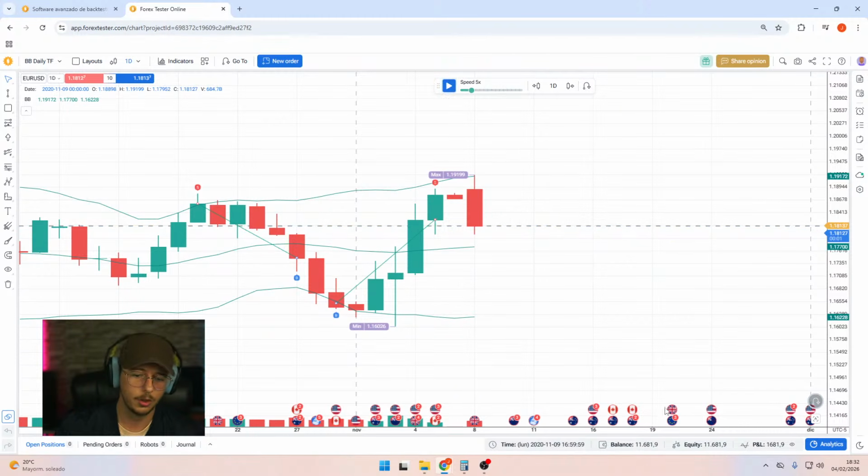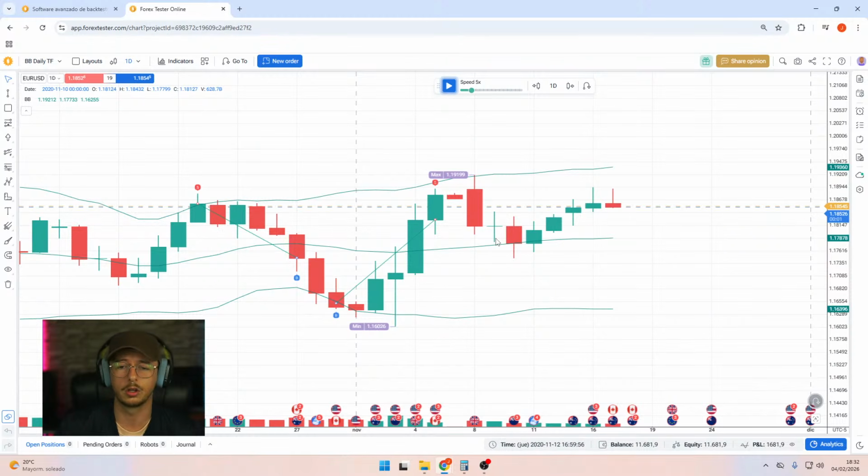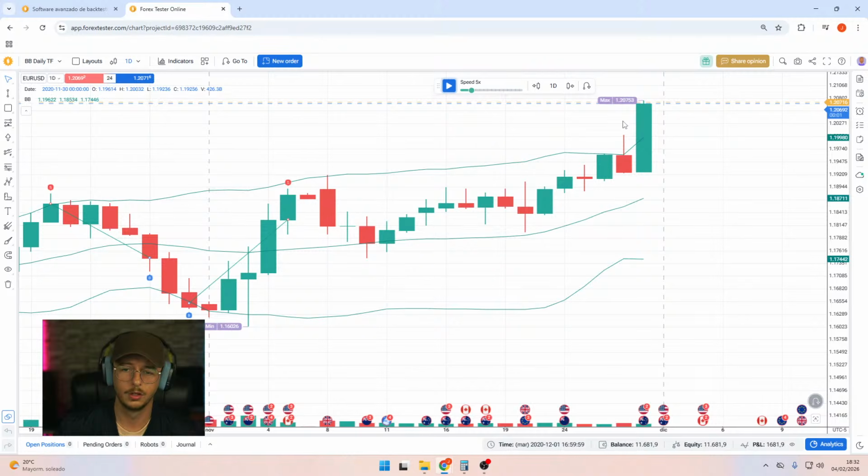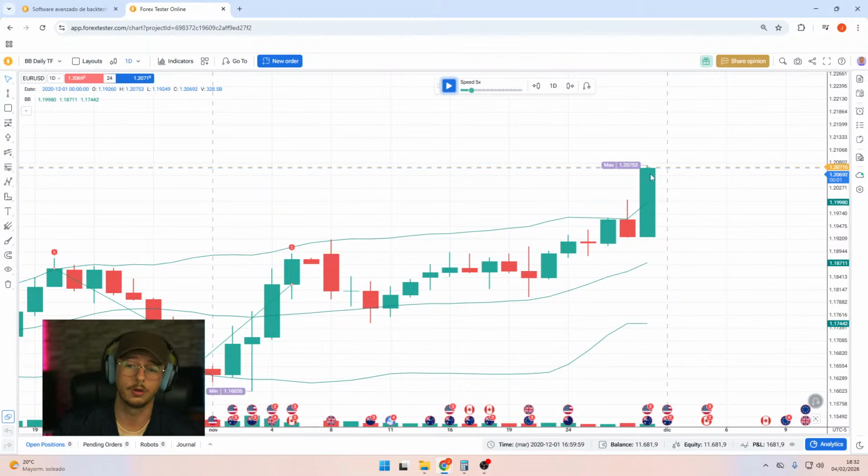So in this case, we're right now at the close, and we can see that this candle just closed in the middle. So I'm going to wait for the actual candle to close above or below the Bollinger Bands. So there we go. Price has closed, the daily candle has closed above this Bollinger Band. In this case, I'm on the euro against the dollar.